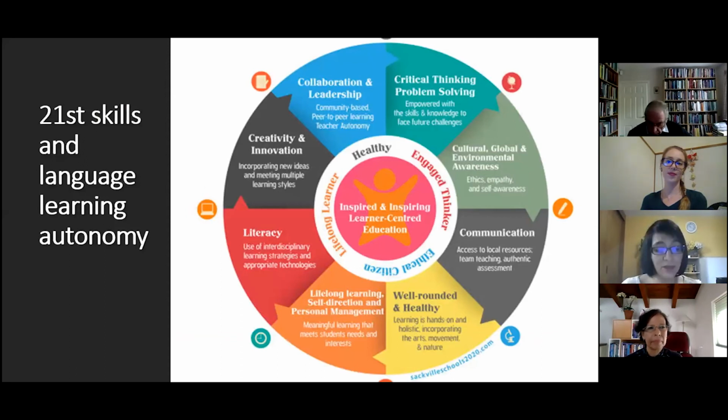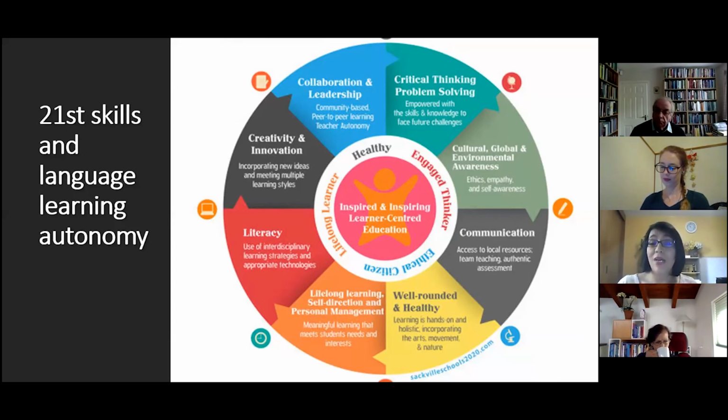So these 21st century skills are focused on the development of a healthy, engaged thinker, ethical citizen, and lifelong learner. And these skills have to do with the development of critical thinking, problem solving, cultural, global, and environmental awareness, communication, well-rounded and healthy living, lifelong learning, self-direction and personal management, literacy, creativity and innovation, and collaboration and leadership.